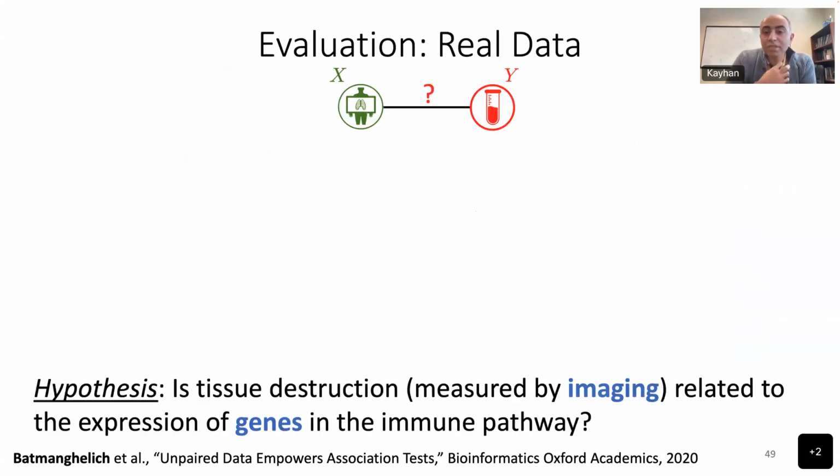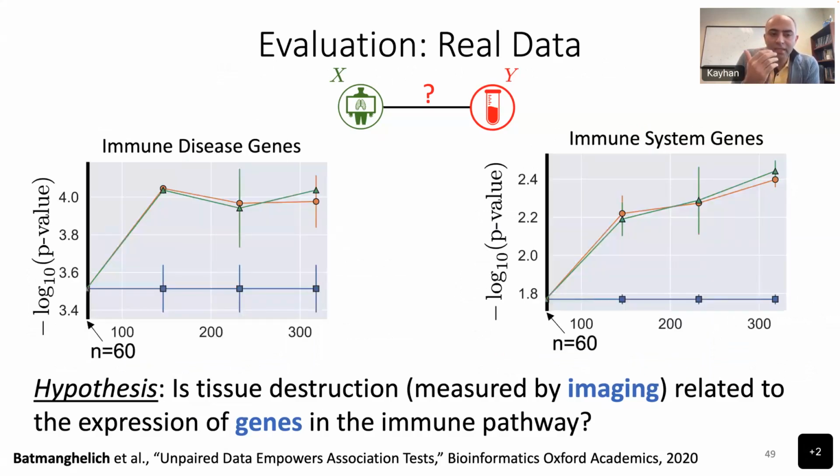So going back to the real world application that we were interested in, we are interested in this question. Is the destruction of the tissue that we see in CT images related to involvement of the immune system? This has been hypothesized and addressed using only one-dimensional imaging features in one paper that I showed a couple of slides ago. But we are constructing much richer features, and we want to see if this connection is still preserved.